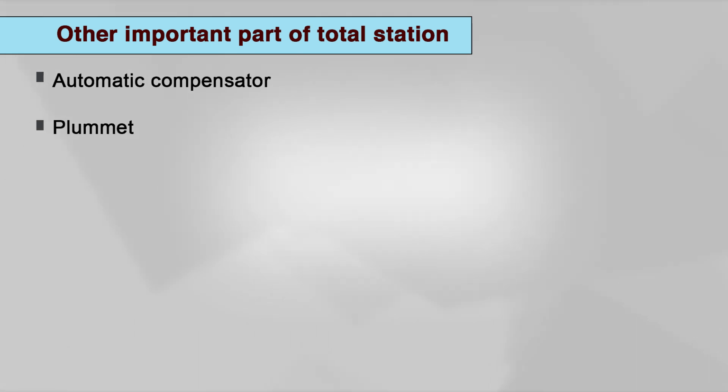The second other important part of total station is plummet. It is built into either the alidade or tribrach. It provides a line of sight that is directed downward, collinear with the vertical axis after leveling, for accurate centering. The third important part of total station is the optical guidance system.